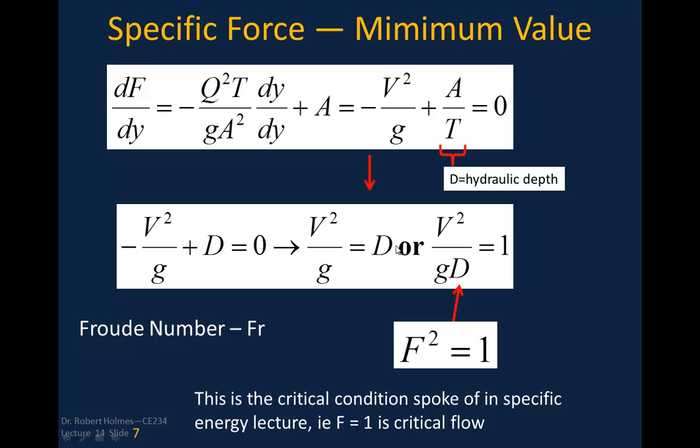Going through and dividing both sides by D, I get V squared over gD, which equals 1. This should look familiar to you. It's simply the Froude number squared. So what we're talking about here, when we have the minimum specific force, this dF/dy equals 0, is the same situation that we have when we have the minimum specific energy, where the Froude number is equal to 1. And so that's the critical condition.